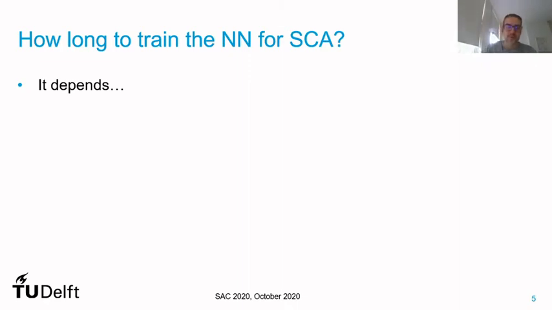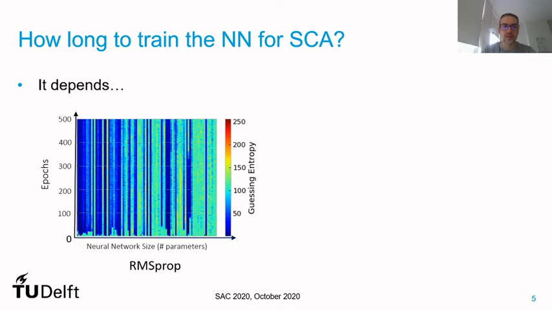Okay, so one very common question is how long to train a neural network for side channel analysis. It always depends, and as a motivation for this work, we started to analyze different neural network sizes when we fixed one optimizer, and then we trained many different neural network models, fixing the optimizer to RMS propagation. We trained all these models for 500 epochs, and at each epoch we computed guessing entropy for the attack set. So you can already imagine that this process is very expensive.